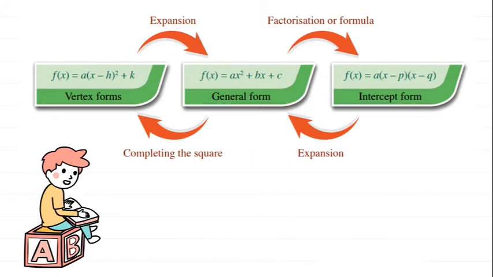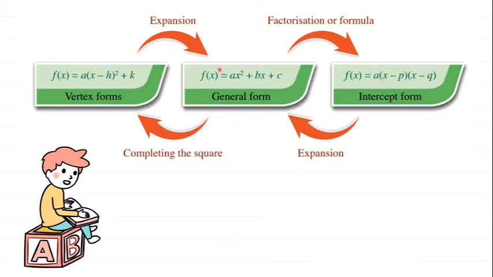Okay, you can change from vertex form to general form. From vertex form here, change into general form by using expansion. So expand the bracket here, and then it will become general form. From general form, if you want to do intercept form, you have to do factorization or formula. Formula you learned in 2.1. And if you want to go back from intercept form to general form, you can do expansion. Expand this bracket, so you will get general form.